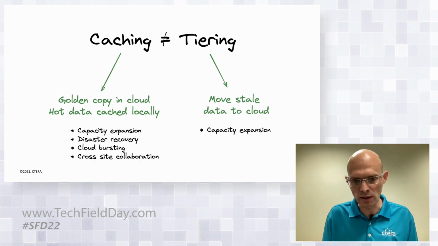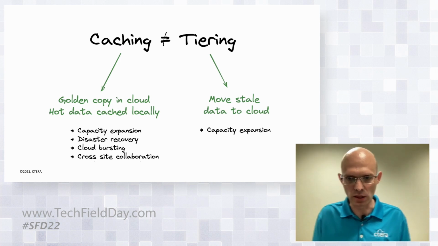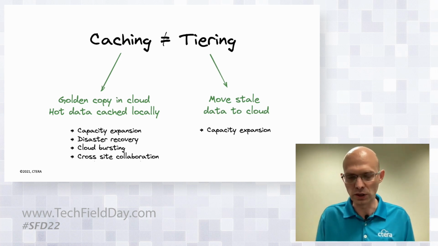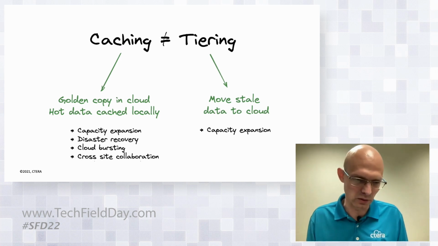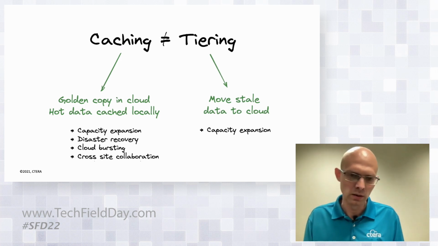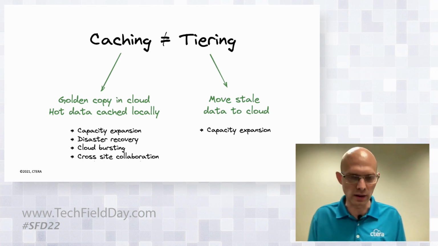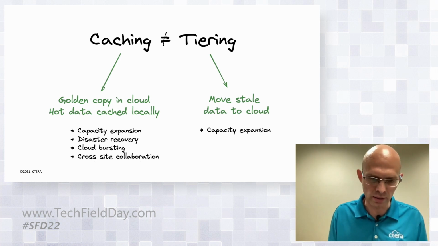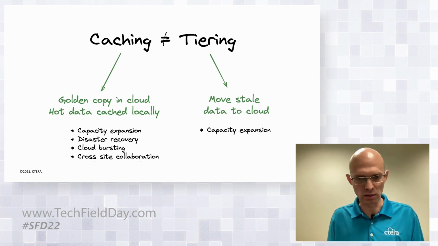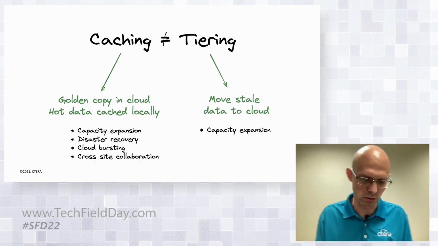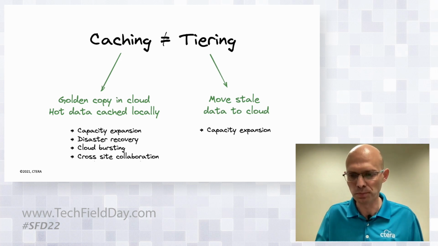And finally, the cross-site collaboration, which is not possible with tiering, because with tiering you have one device connected to one bucket, moving part of the data. With caching, you have all the data in the cloud, multiple accessor devices. So cross-site collaboration is easy. Every user sees the edits of the other users.